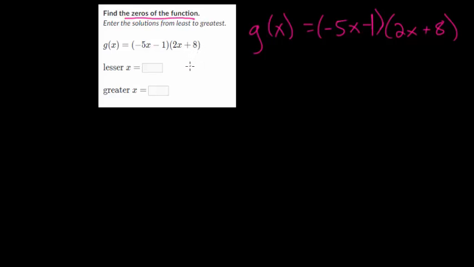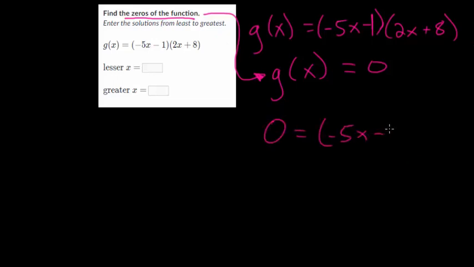So when they ask for the zeros of the function, they're asking which x values would make g of x equal to 0. So that's what they mean by zeros of the function. So we're going to set this equation equal to 0. So 0 is minus 5x minus 1 times 2x plus 8. And by setting it equal to 0, we can find the x values that make the function equal to 0. And those x values are what we call the zeros of the function.